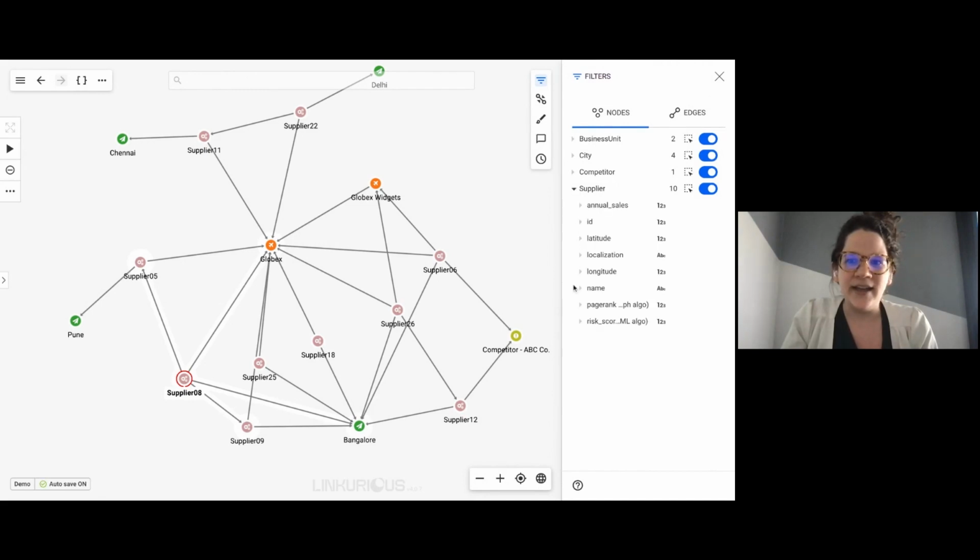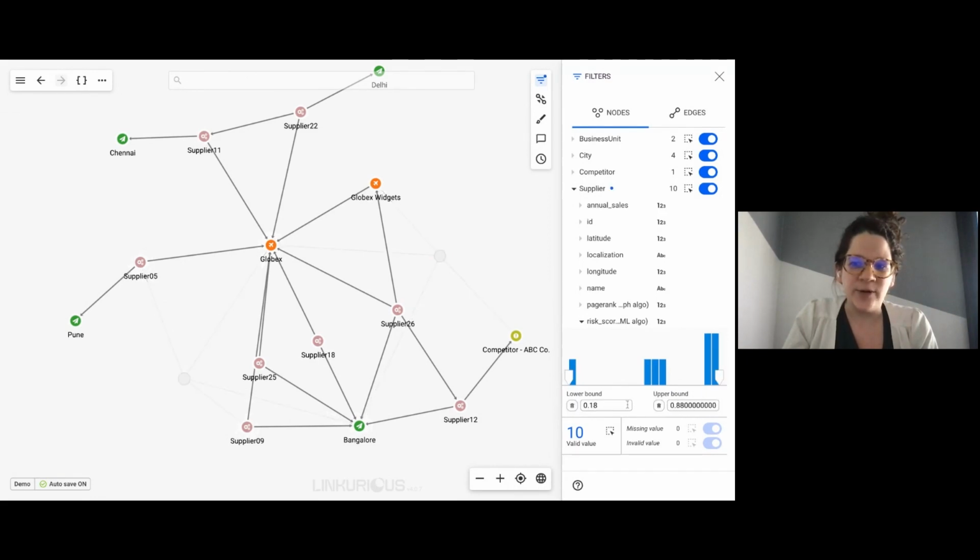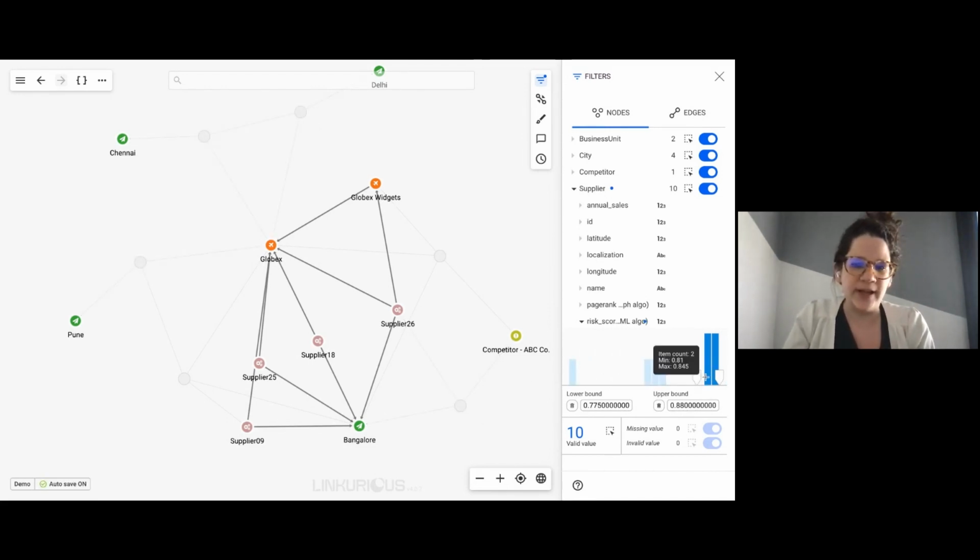And here I can filter based off of the risk score. So this is setting the parameters of the risk scores that are available here. And then I can toggle to see just my riskiest suppliers, so just the upper bound risk scores of 0.75 up to 0.88. And again, it brings to the forefront all of my riskiest suppliers and where they're positioned in my supply chain.